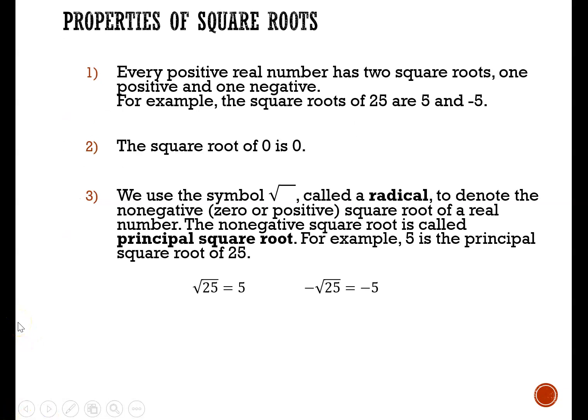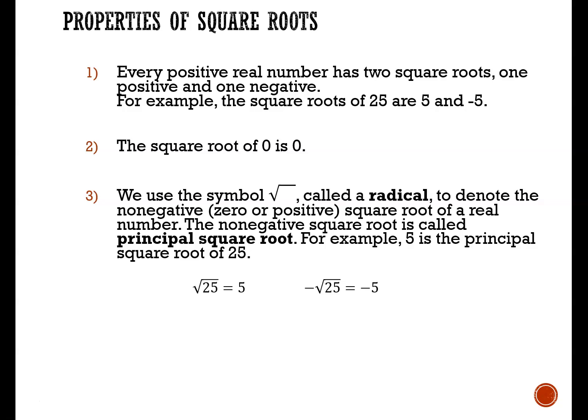Okay, so next we're going to talk about properties of square roots. The first property says every positive real number has 2 square roots, one positive and one negative. For example, the square roots of 25 are 5 and -5.